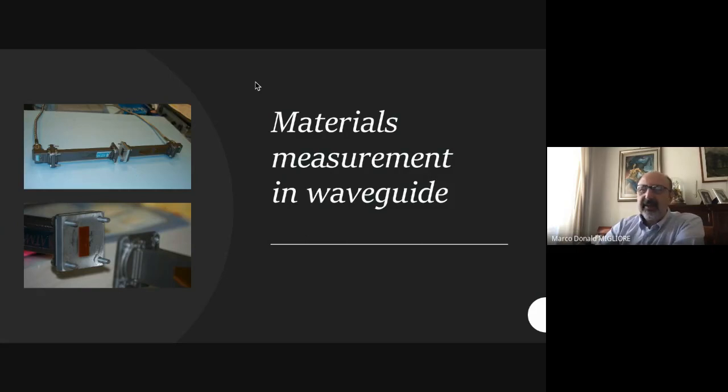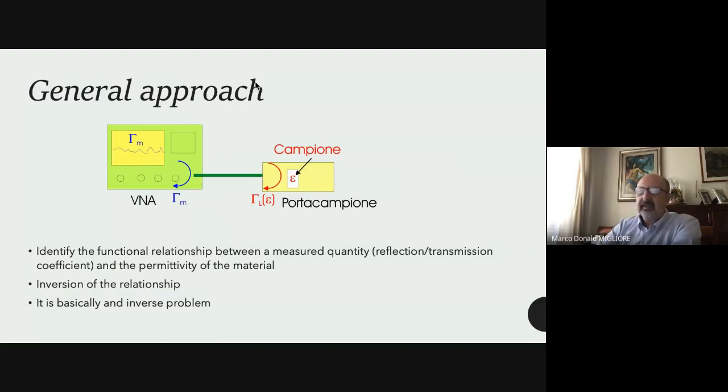The general idea in permittivity measurement is basically to use a sample that is placed in a controlled device. In this case, it is a waveguide, and we measure some quantities that are usually the reflection coefficient or transmission coefficient, and from the measurements we estimate the permittivity. So the method is, at least theoretically, quite simple. And it's basically an inverse problem.